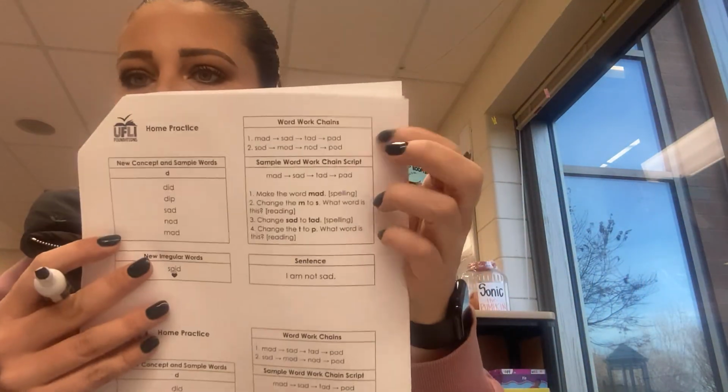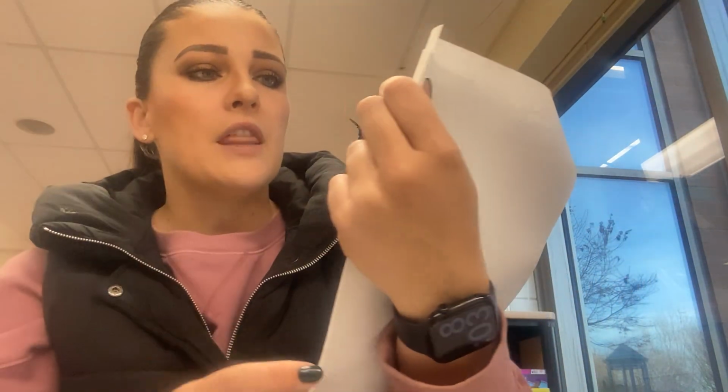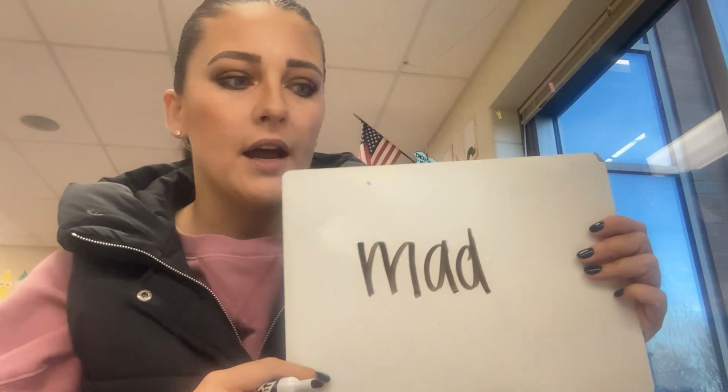Word work chain, so now kind of up here. This one starts with the word mad. So again, on a whiteboard. This is easier on a whiteboard, and I can send some home with you to practice if you'd like a whiteboard to practice. But you'd say start with the word mad. Okay, here's the word mad.